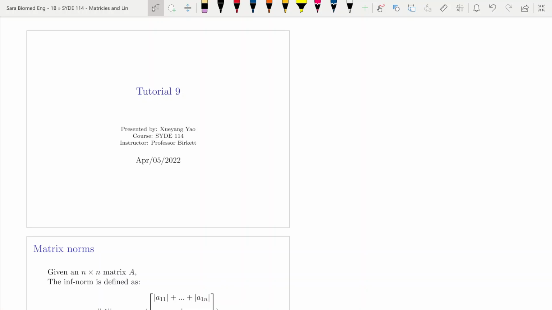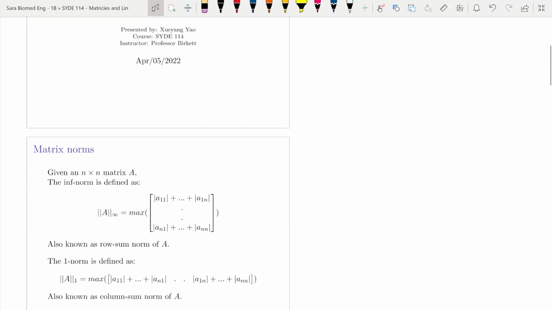Like I said, today we're going to talk about numerical errors, including sensitivity and accuracy. First of all, there's some review about the norm of a matrix, including the inf norm and the one norm.